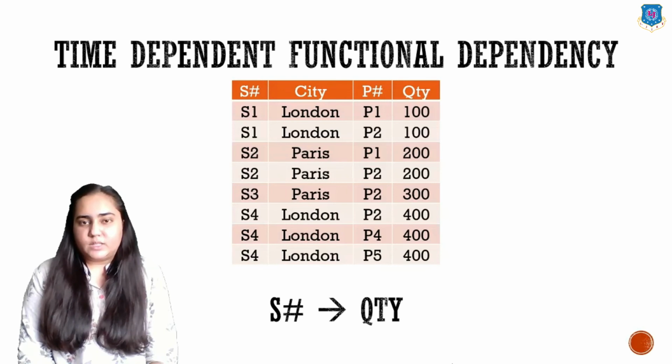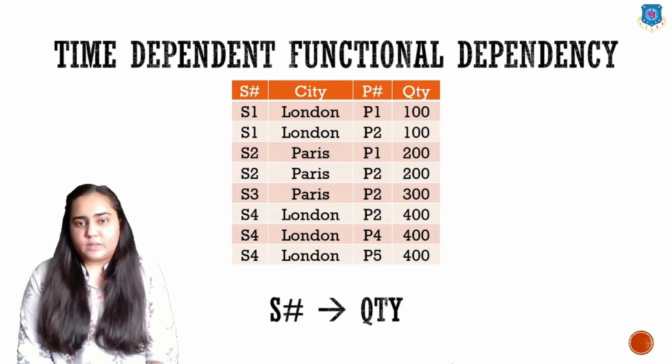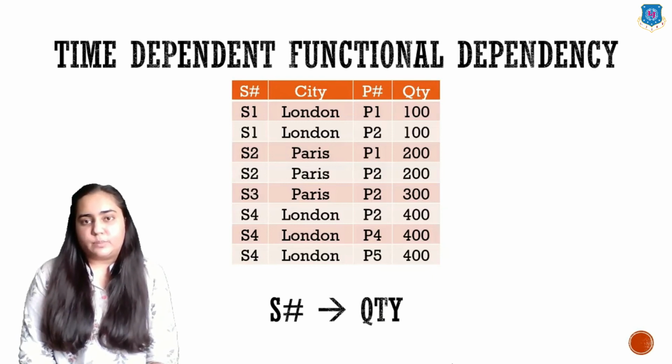So this type of dependency is time dependent because it exists at the moment. It's not necessary that it's going to stay forever. It's possible that if you open this table after about an hour, you might find that S4 has now sold 500 parts of P5, because the quantity changed. And now this dependency no longer exists because the many-to-one relationship is not satisfied for S4. So it is time dependent, and most of the time it will take care of itself, and you don't have to worry about this type of dependency.